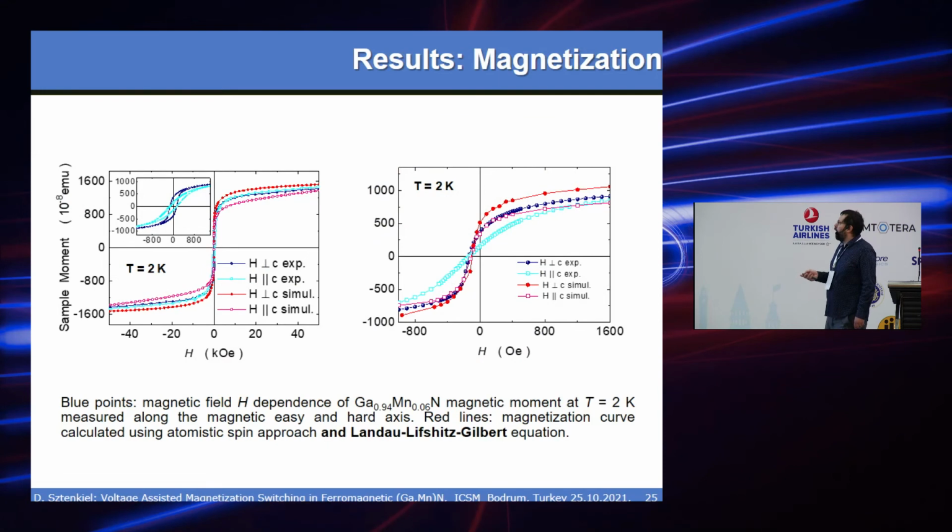And here are the results. This is magnetization. In blue we have experimental magnetization. I showed these results previously, both for the easy and hard magnetization direction, and red points are the results of numerical simulations. So we can at least qualitatively reproduce our experimental data. Even the small coercive field of about 100 Oersted is reproduced by our simulations.